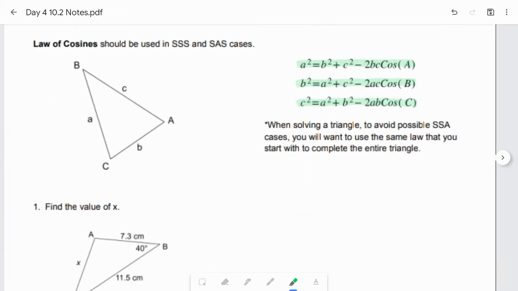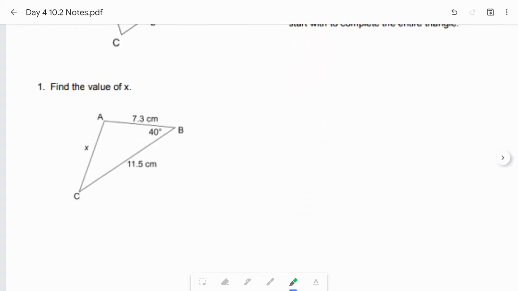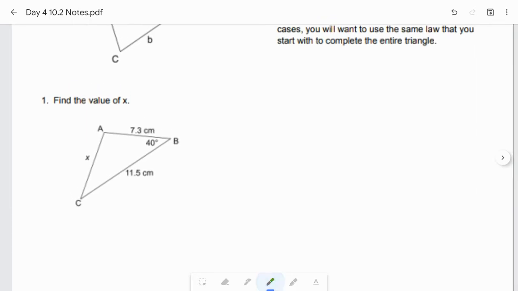So let's go ahead and look at this first example. We are trying to find the value of x. X is across from angle B, so I know that that is my side B, and I do have a side angle side triangle. So the formula that I'm going to want to use is solving for side B. We have b squared is equal to a squared plus c squared minus 2 times a times c times cosine of angle B. So b squared is just going to be my x squared.